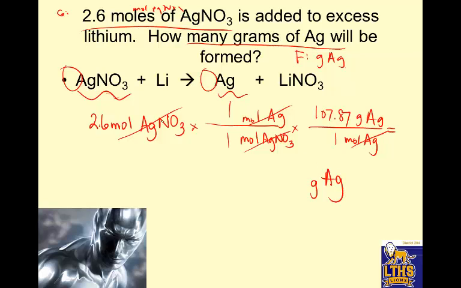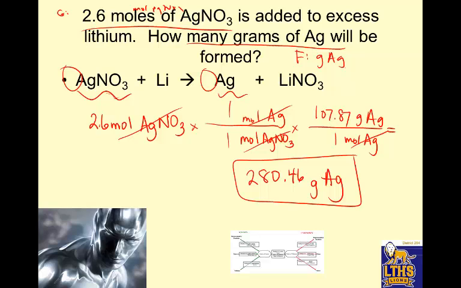And then you do 2.6 times 1 divided by 1. Don't need to plug it in. Times 107. So you get 280.46 grams of silver. Okay. This time you started with moles already, so you can convert to new moles using the balanced equation. Oh, look, given here we were given A in moles, so you just have to do the mole ratio and then one step out for grams.